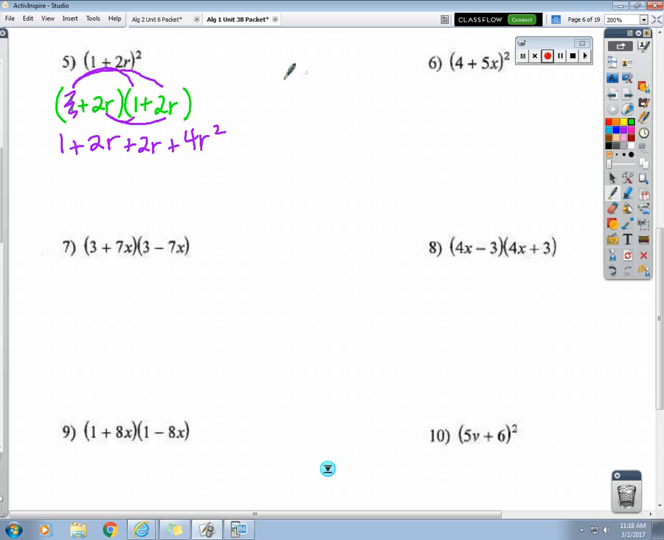Now I need to combine like terms. So 1 plus 4r, because these 2 will combine, and then plus 4r squared. So this is the right answer, but once it's rewritten in standard form, what will it look like? Right. Standard form means your exponents decrease 2, 1, and then no exponent at all. Okay, number 7.